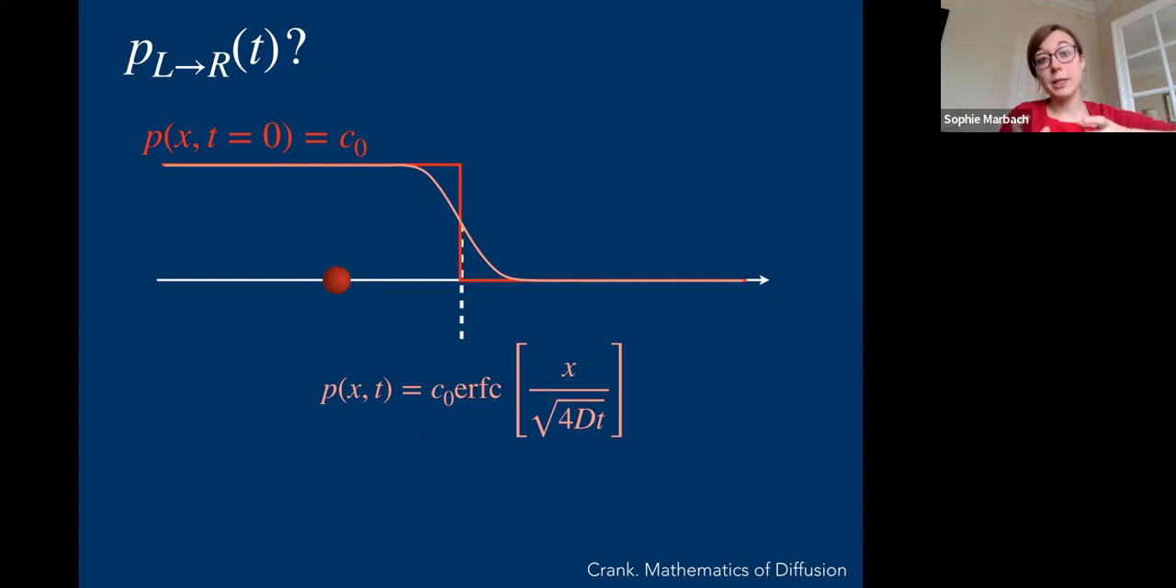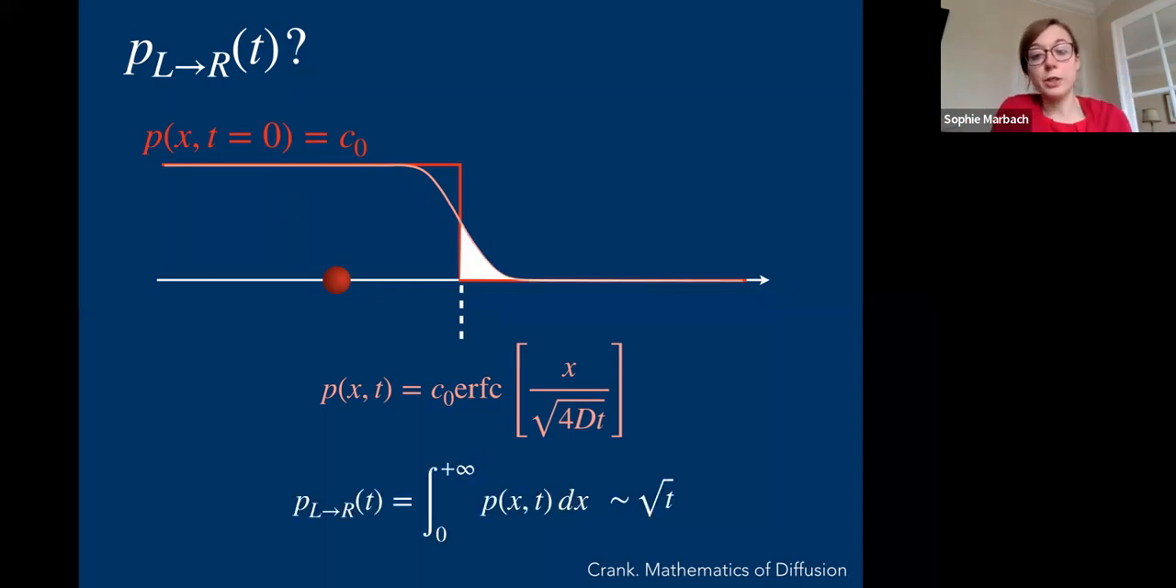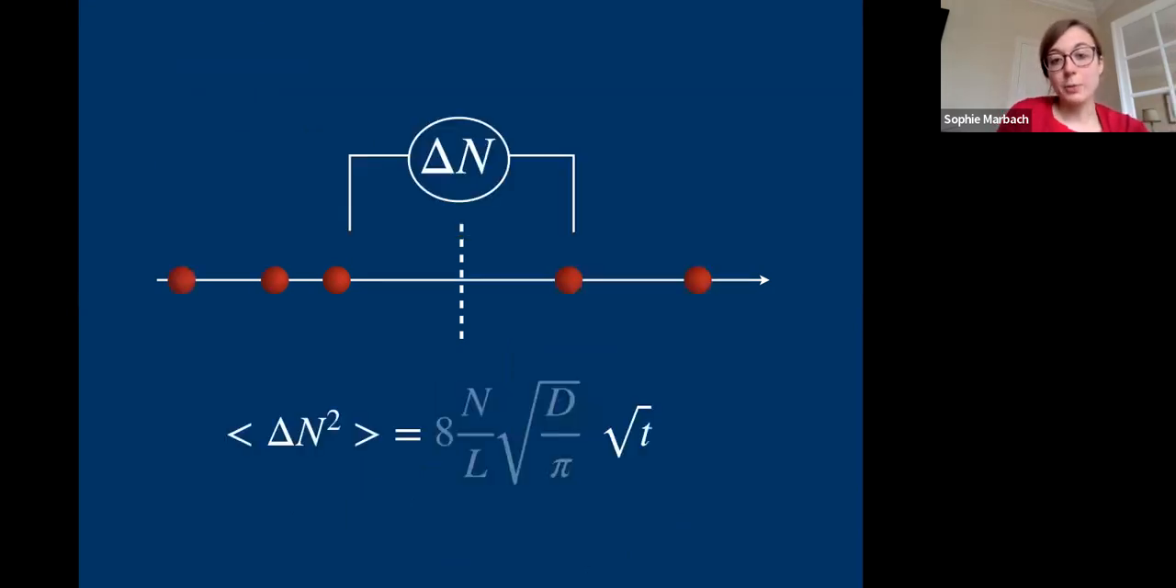Now, after some time t, the probability that my particle went to the right is just the integral under the probability distribution. And so it's this white triangle. And if I make this integral, I find that the probability to go from the left-hand side to the right-hand side after some time t scales as square root of time. So it's this simple math property. Now, wrapping all things together, I obtain that delta n squared is equal to some prefactors that I won't discuss times square root of time.